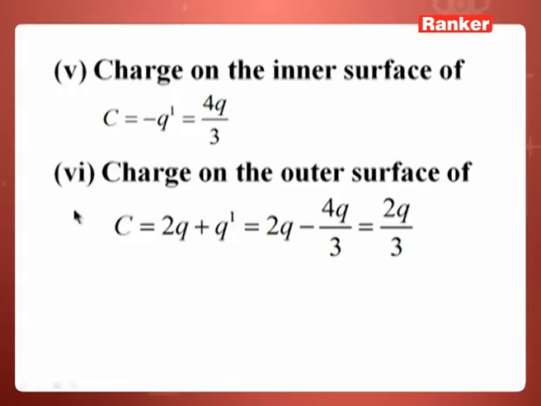What is the next bit they can ask you? Charge on the outer surface will be how much? When I consider the charge on the outer surface, it should become 2Q plus Q dash. Already the charge on C is 2Q, plus this additional charge Q dash. So what can we write? 2Q minus 4Q by 3. How much is it going to be? 6Q minus 4Q, that means 2Q divided by 3. So what would be the charge on the outer surface of the spherical shell C? That is nothing other than 2Q by 3.